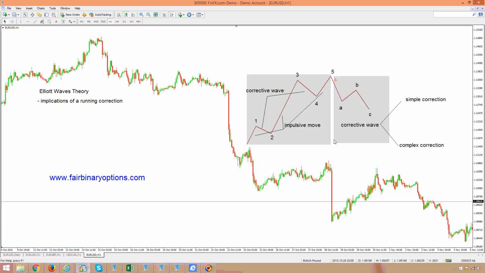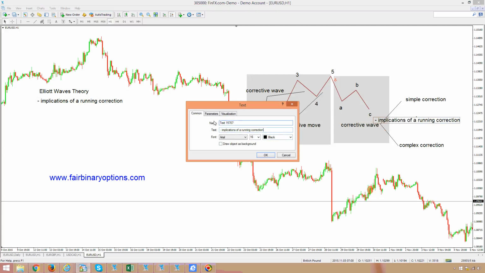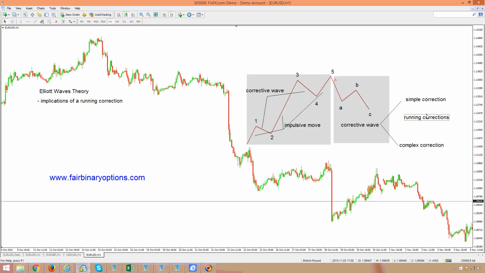Now when it comes to Elliott waves and to these corrections, either simple correction or complex correction, one of the possibilities that a correction may form is being called running corrections. What does it mean, running correction? Well, running correction means that it effectively ends in a bullish trend higher than the beginning, or in a bearish trend lower than the beginning.